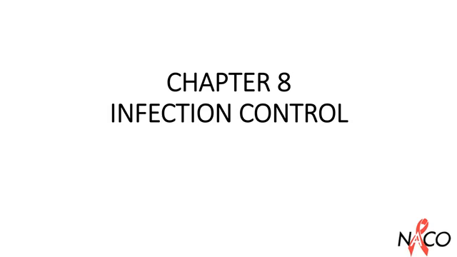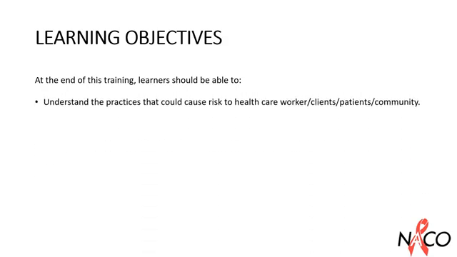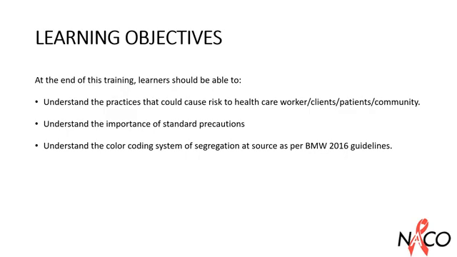Chapter 8: Infection Control. Topic: Overview of Standard Precautions. At the end of this chapter, learners should be able to understand the practices that could cause risk to healthcare workers or clients, patients, or the community. Understand the importance of standard precautions. Understand the color coding system of segregation at source as per Biomedical Waste 2016 guidelines.